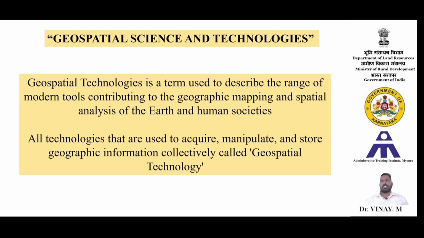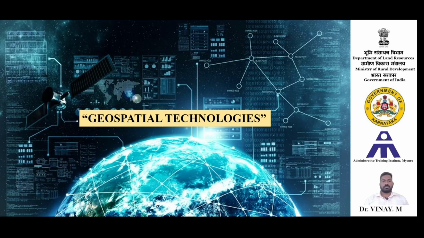So why geospatial science and why geospatial technology, why are science and technology both called together? Because geospatial science talks about the pure nature of geography, and the technology is the modern tools that are going to be helpful for us for the mapping of the earth as well as the human society. So that's what it is, it is both science and technology.